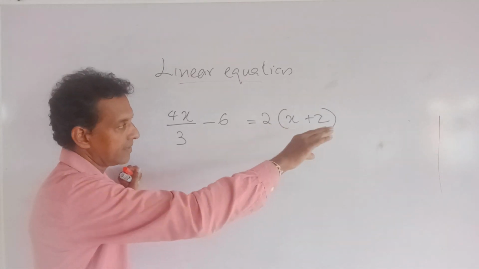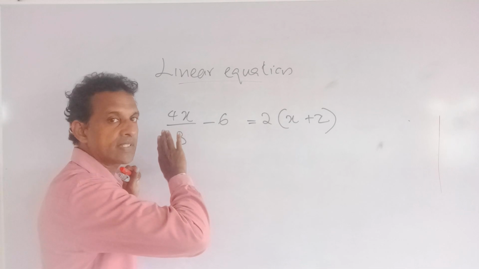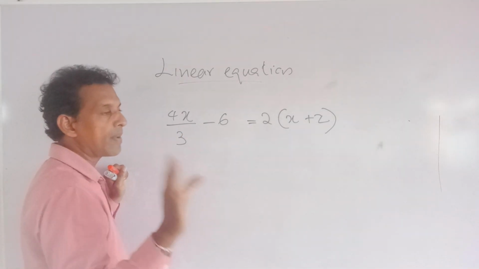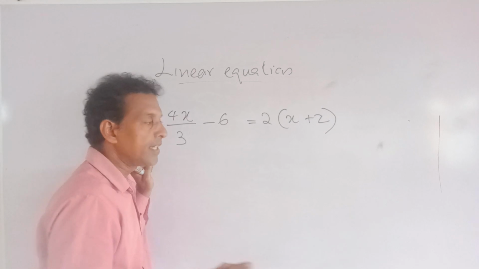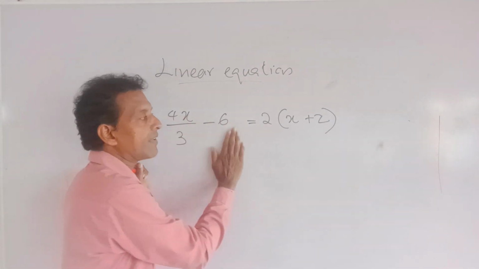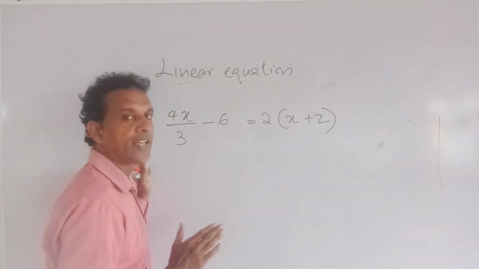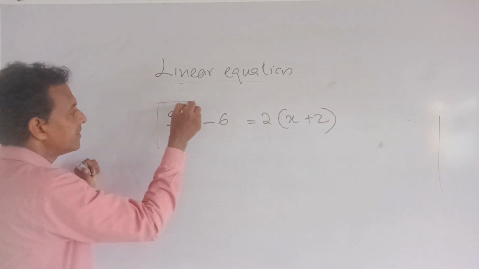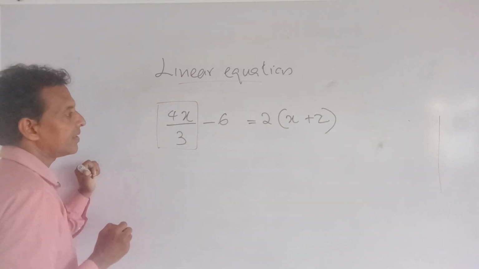Right. What is the first thing? Remove the bracket. Sorry, remove the denominator. Now remember, to remove the denominator, you need to multiply all the different terms by the denominator. So all the different terms, you can see this one term, right?